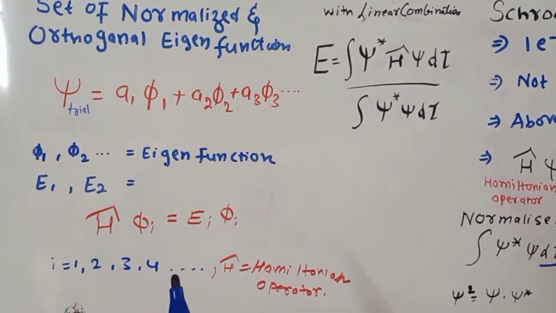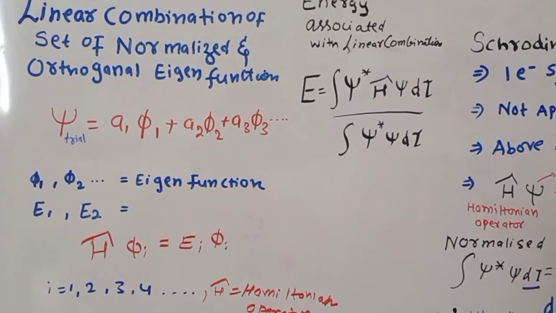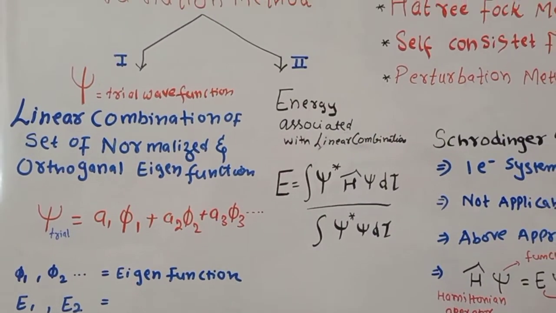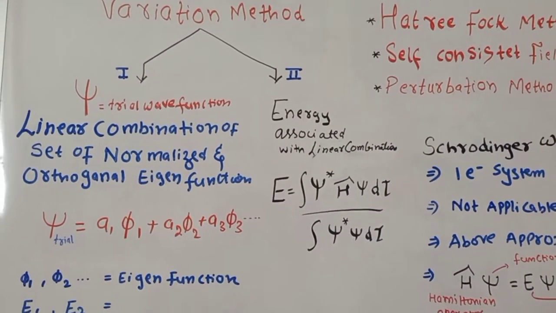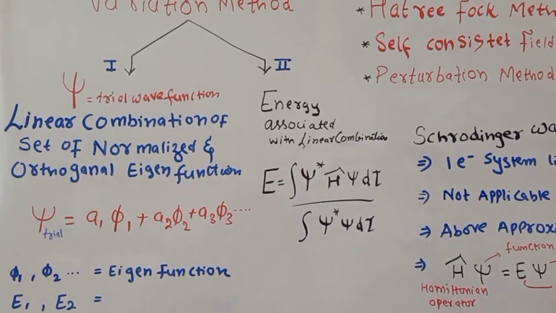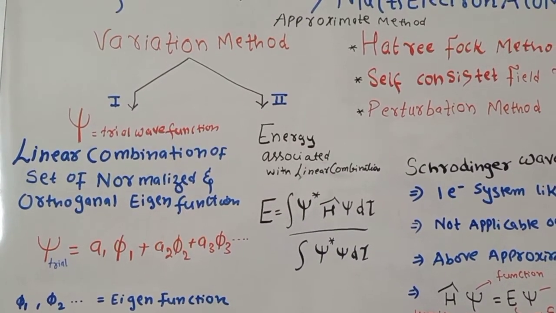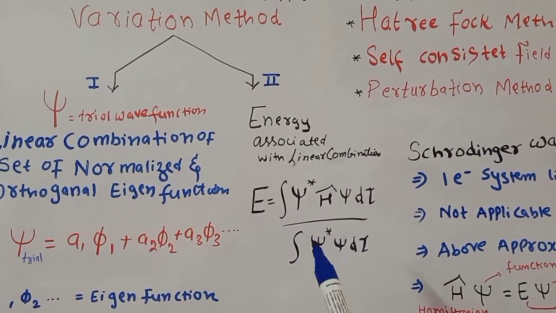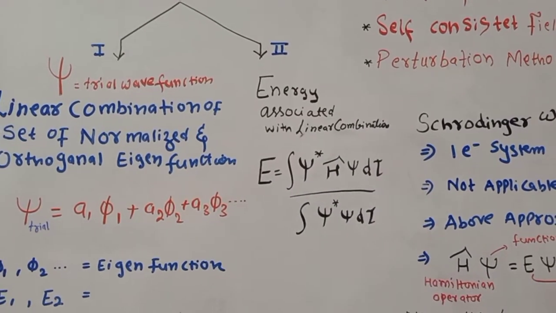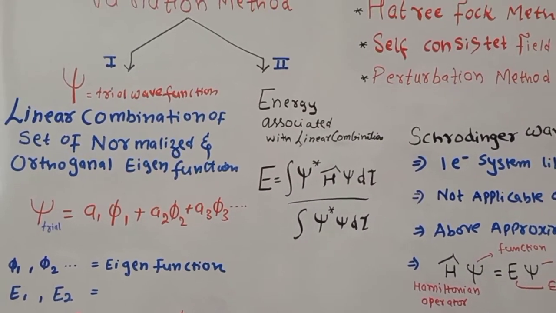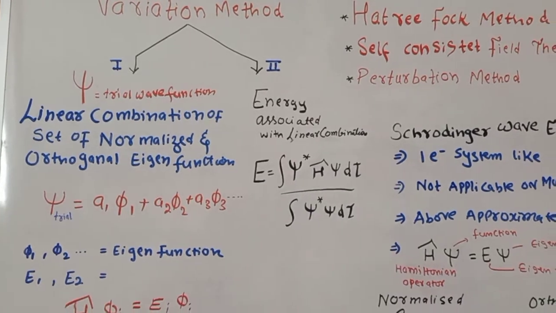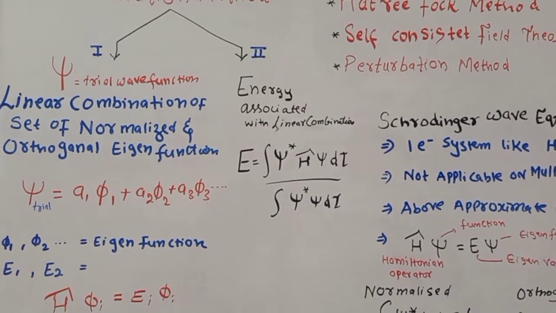And what is the second part of the variation method? The second part, we will determine the energy associated with the linear combination. So the energy equation for the variation method is E equals the integration of psi star H cap psi d tau divided by the integration of psi star psi d tau.